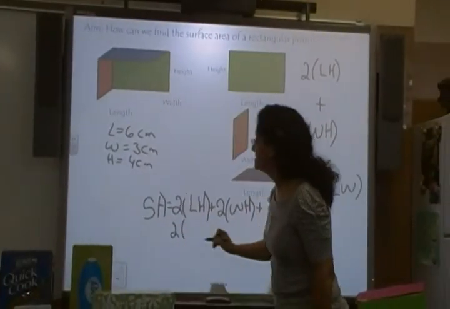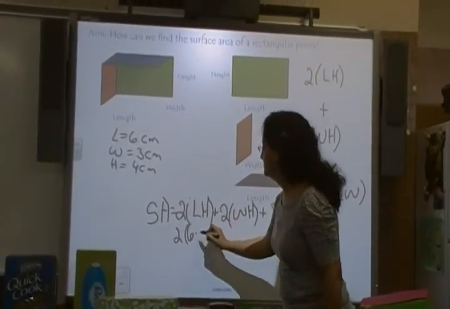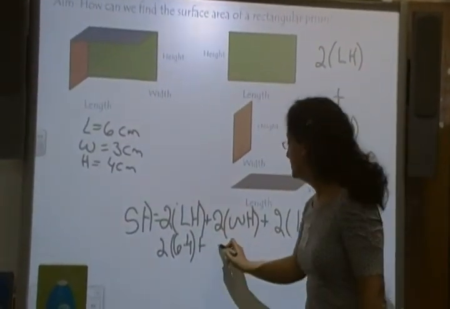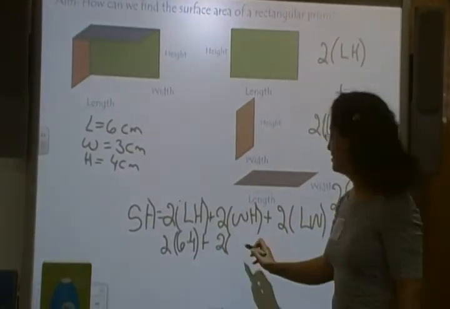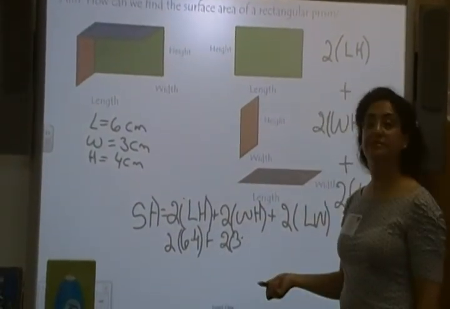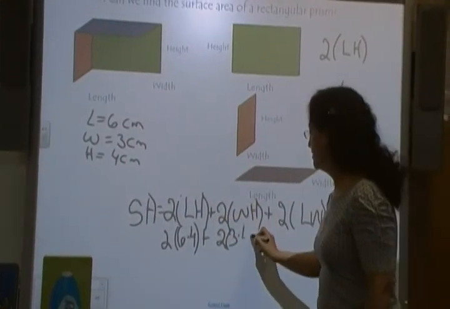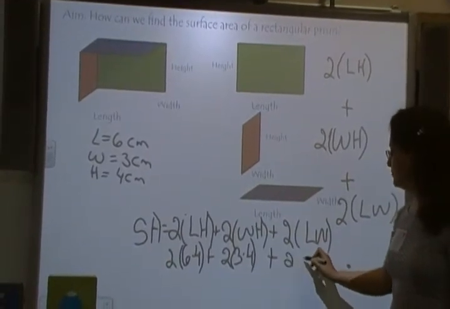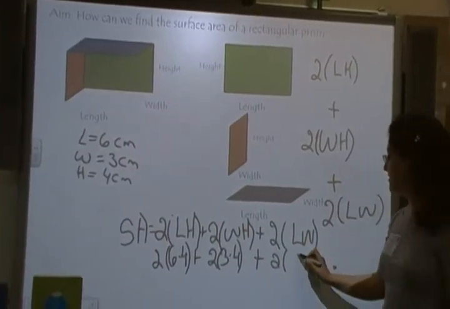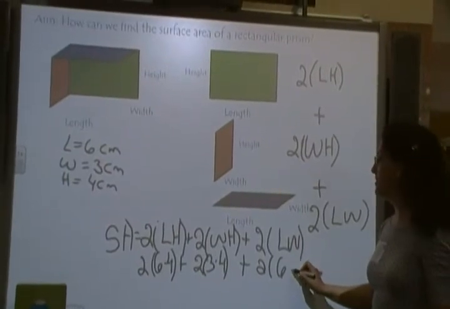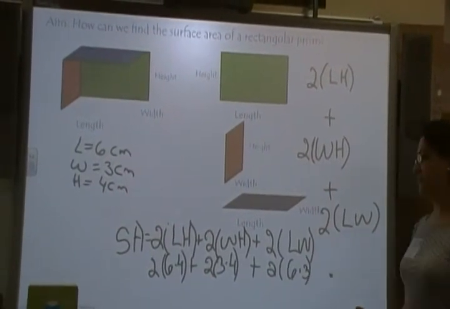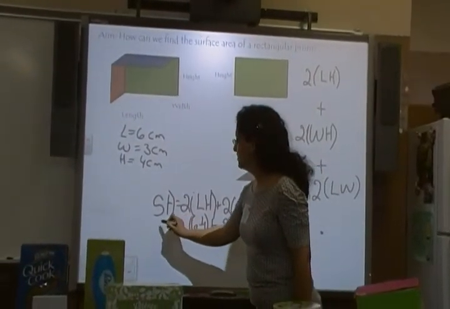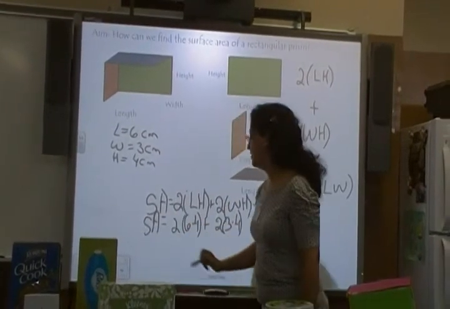Okay, now let's try to plug it in. 2 times length, 6, times height, 4, plus 2 times our width, 3, times our height, which is 4, plus our last pair, 2 times length, 6, times width, 3. Okay? And now, after we calculate this, we can write surface area here again. Equals.